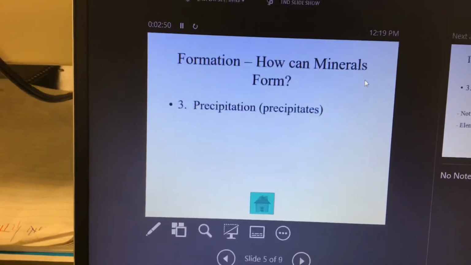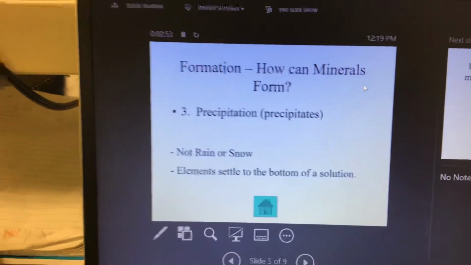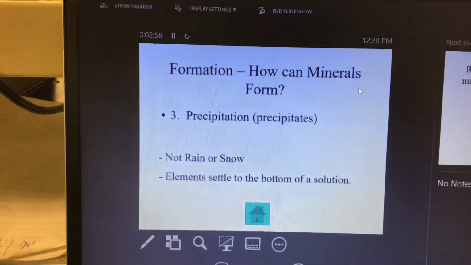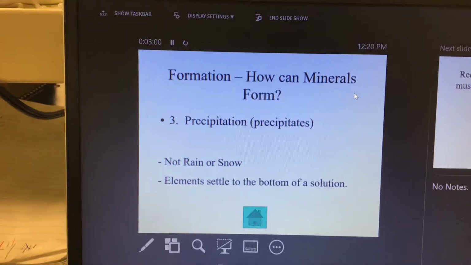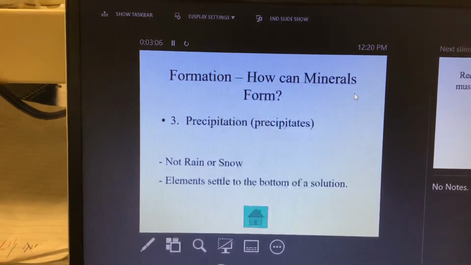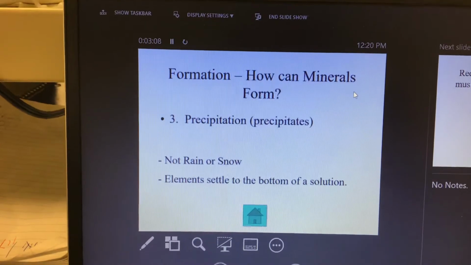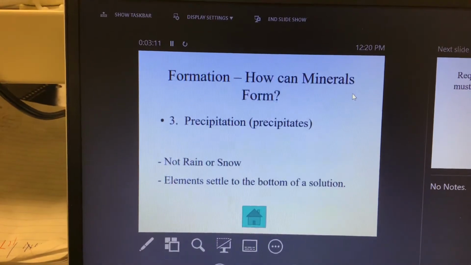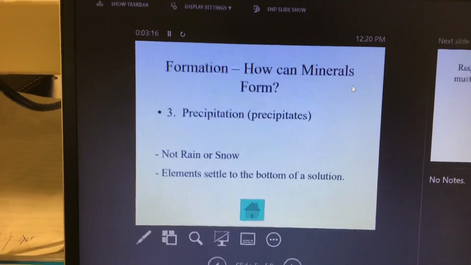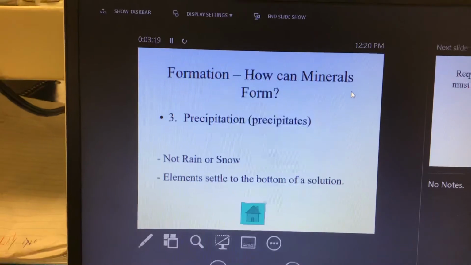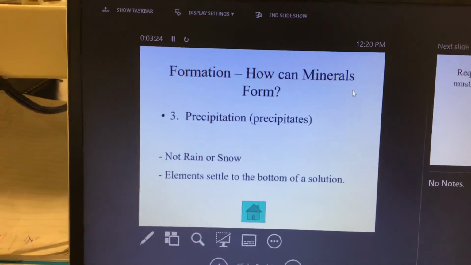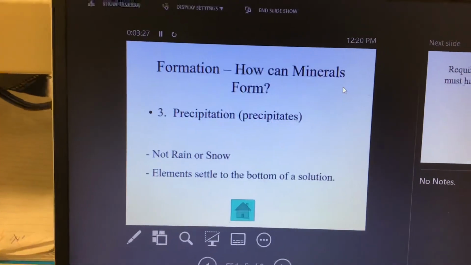And the third one, precipitation. I don't mean rain, snow, sleet, or hail, but precipitates are heavy, they're dense, and they're going to sink to the bottom of water most of the time. So they're more dense and they're going to sink to the bottom of water. So those three things: cooling of magma, evaporation, and precipitation.